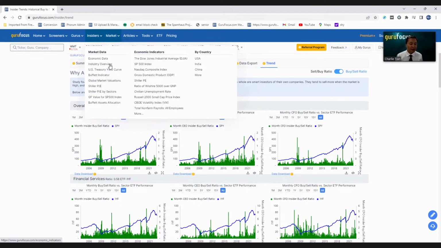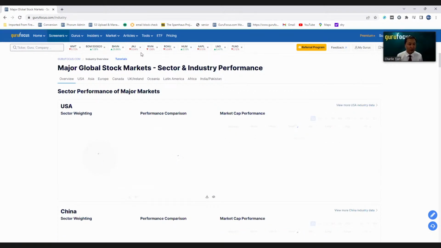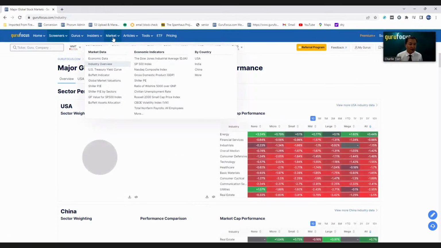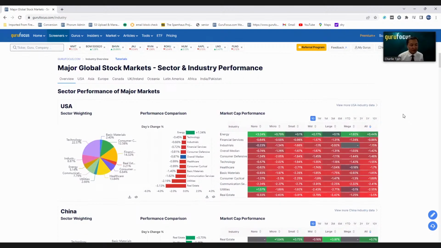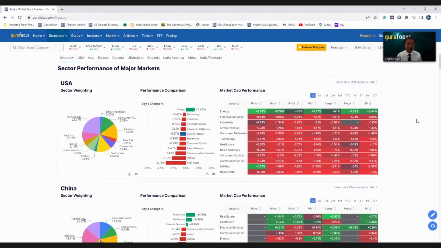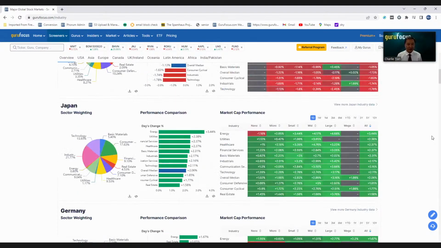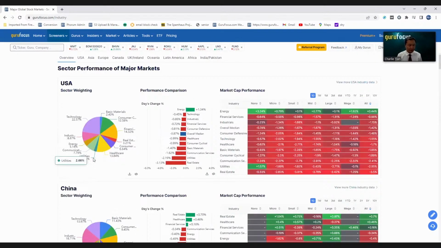One feature we added is the industry overview page. We actually improved the industry overview page. It's under the market menu, industry overview. If you come to this page, you see an overview where you see the performance of different markets. For instance, here, this U.S. market sector weighting, this is today's change of the market.